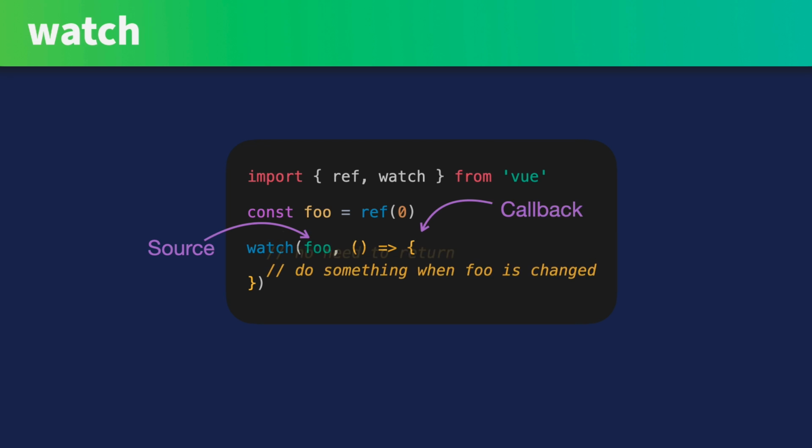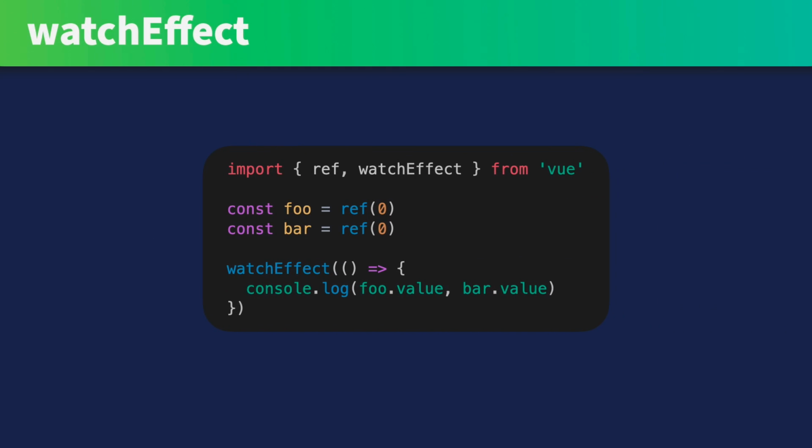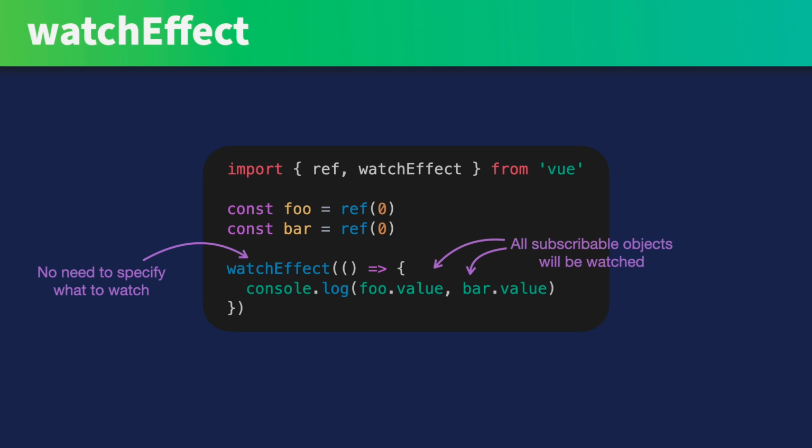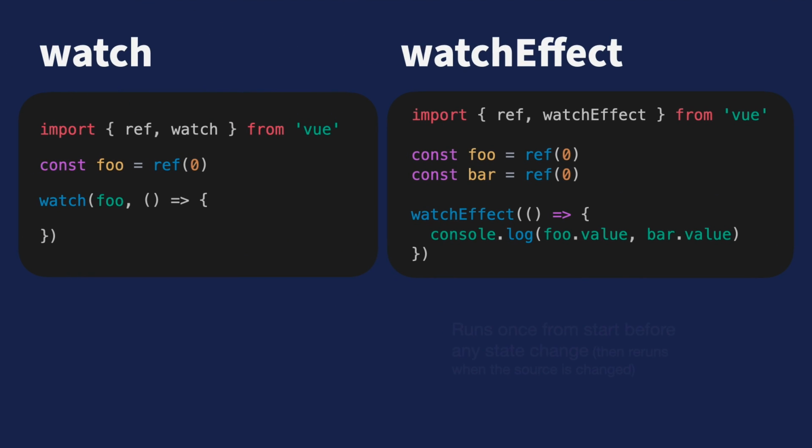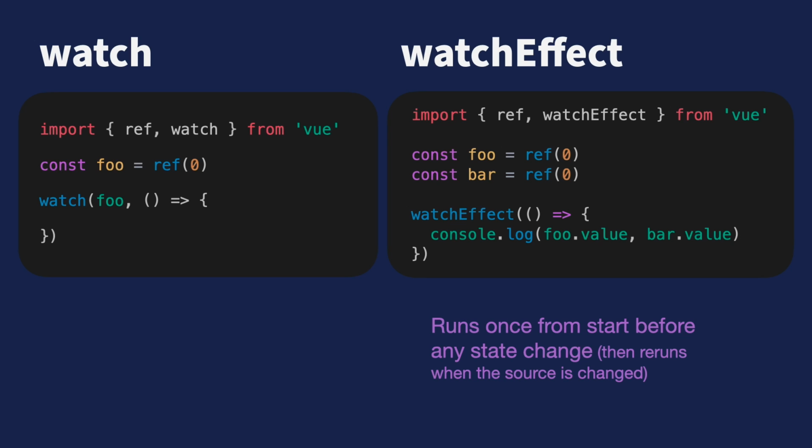There's no need to return anything from this callback function. WatchEffect is similar to watch, but you don't have to specify what to watch. All the subscribable objects that appear inside the callback will be subscribed to automatically. This is useful for subscribing to multiple states, and you don't have to manually list out all of them. But different from watch, watchEffect will run the callback once from the start before any state change. On the other hand, watch will only run the callback when its source is changed.